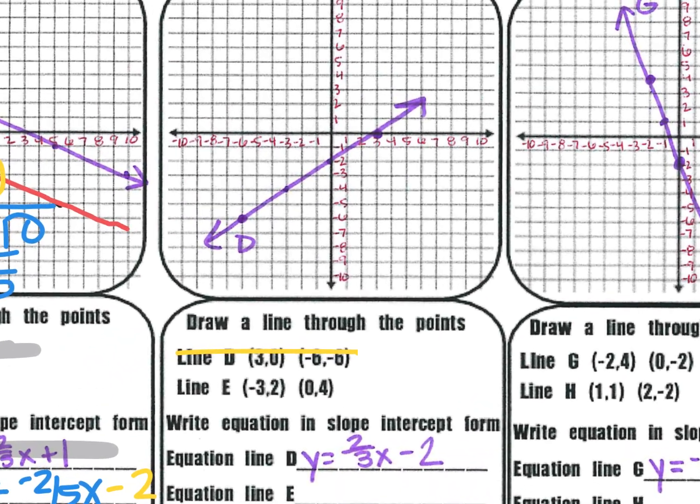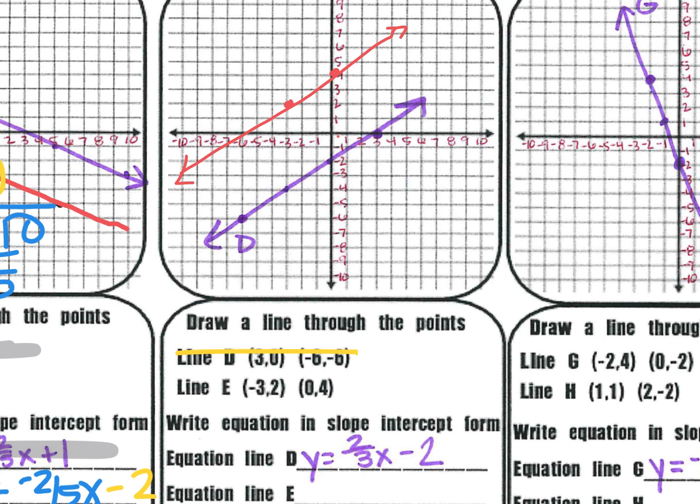All right, so I'm going to -3, 2. I go to the left 3, and up 2, that's my first ordered pair. And then 0 means I do not go left or right at all. I'm just going to go up 4 and place a dot. Now I'm going to draw a line through my 2 ordered pairs. And I'm going to write the equation of the line.